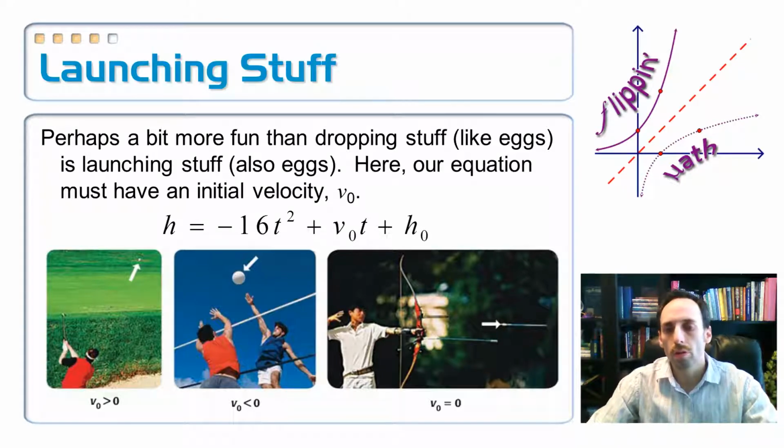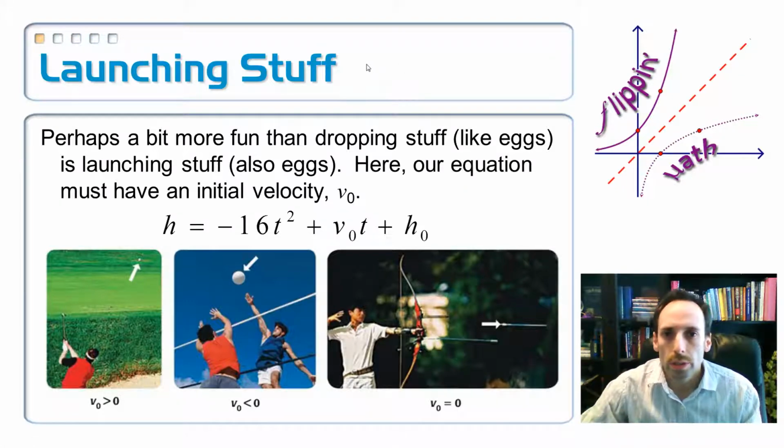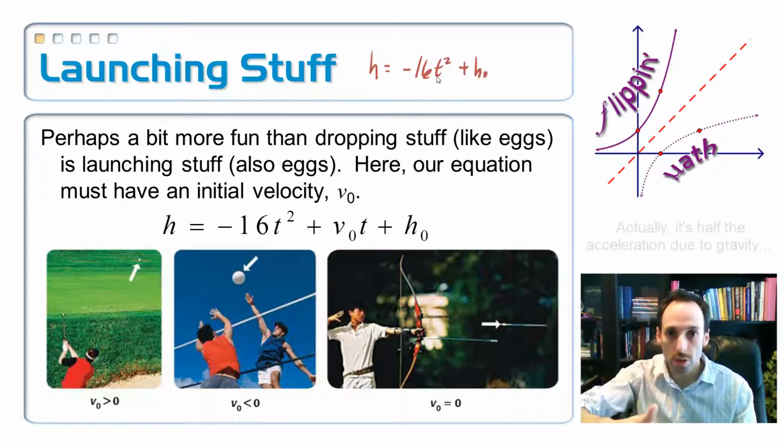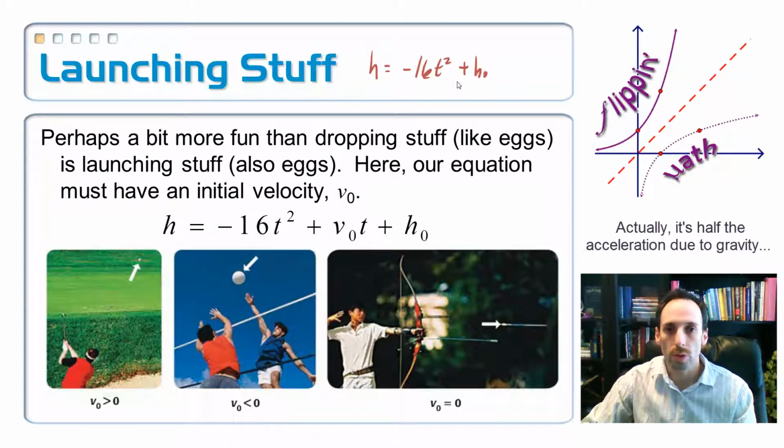4.8 quadratic formula, a little bit more stuff. Okay, so in a previous lesson we talked about dropping stuff, and dropping stuff is really fun. We even had an equation for it. It was the height of the object is equal to negative 16 t squared plus h sub naught, where negative 16 is the acceleration due to gravity in feet per second squared.